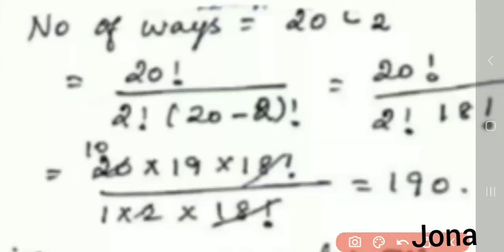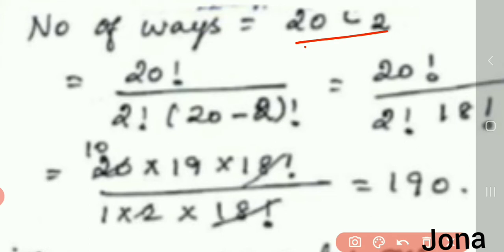13th sum. How many chords can be drawn through 20 points on a circle? In a circle, how many chords can be drawn through 20 points? Okay, so to draw one chord we need 2 points. To draw a chord we need 2 points. Here it's given 20 points. So among these 20 I want to calculate 20C2. Number of ways equals 20C2.